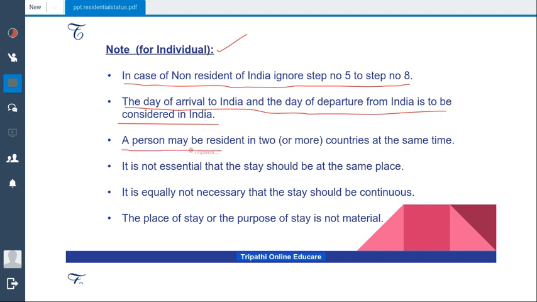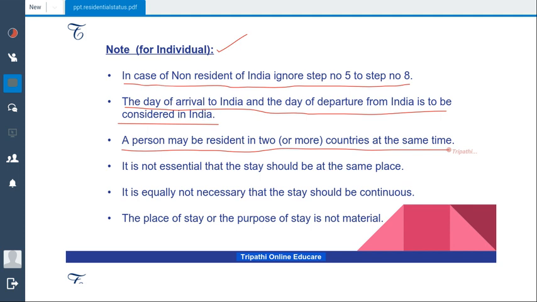Next point, a person may be resident in 2 or more countries at the same time. A person can be a resident of 2 countries at the same time. For example, as per Income Tax Act for India, if you want to become resident of India, you will have to fulfill the basic condition. And if you see the second basic condition, it says residing 60 days or more. So you stay in India for a minimum period of 60 days and fulfill 365 days or more in 4 preceding previous years.